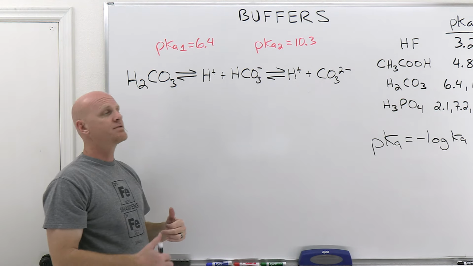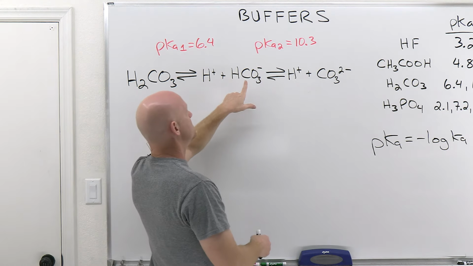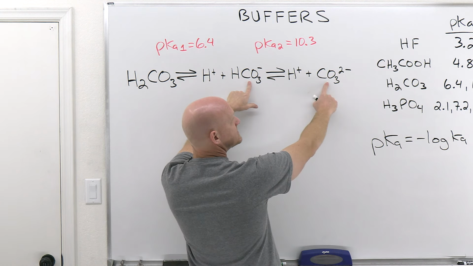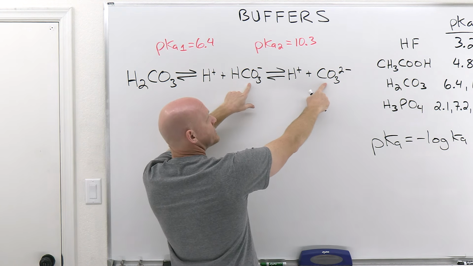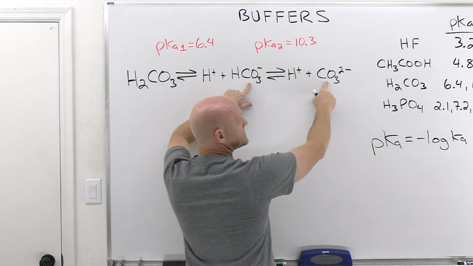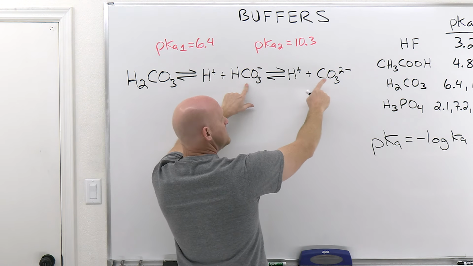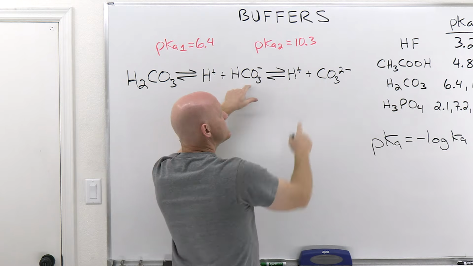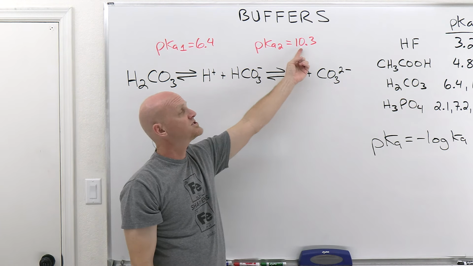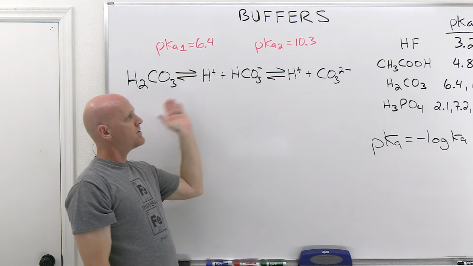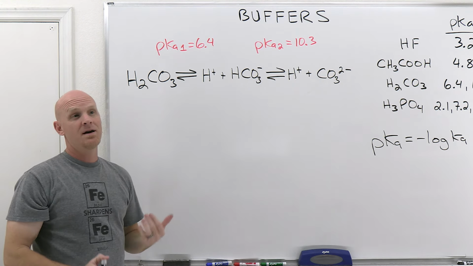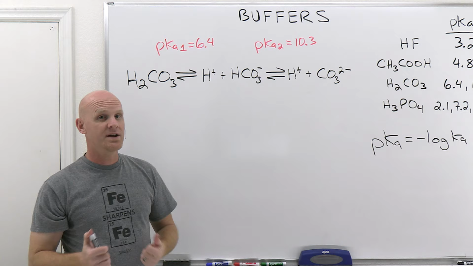However, we've got a second buffer range to work with as well. If you mix HCO3 minus with CO3 2 minus instead, in this combination around this equilibrium, HCO3 minus would be the conjugate acid, CO3 2 minus would be the conjugate base. And so when you mix this combination, now all of a sudden you can make a buffer of pH 10.3 plus or minus 1. And so with a polyprotic series, these can be handy because now you've got potentially buffers at a couple of different ranges that might be used.